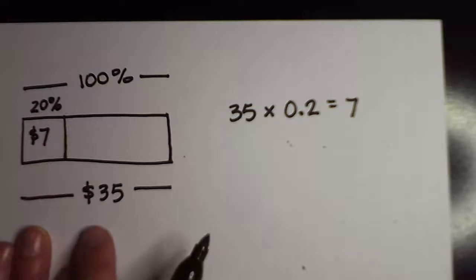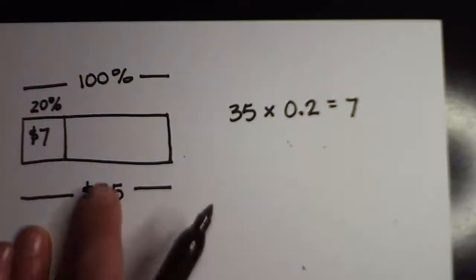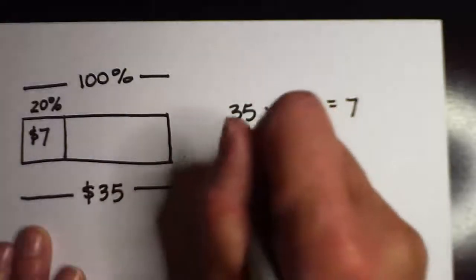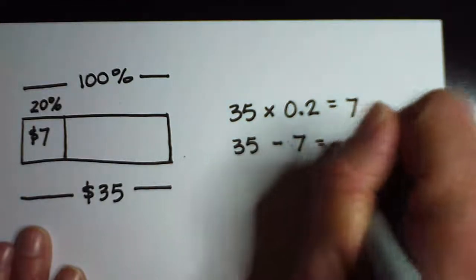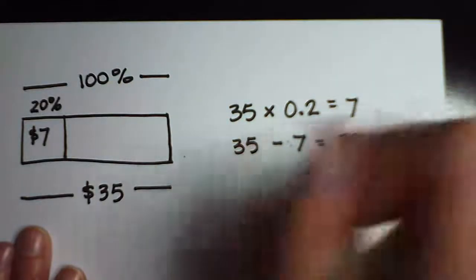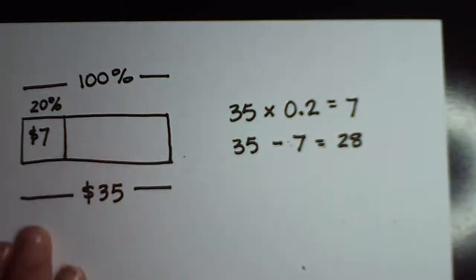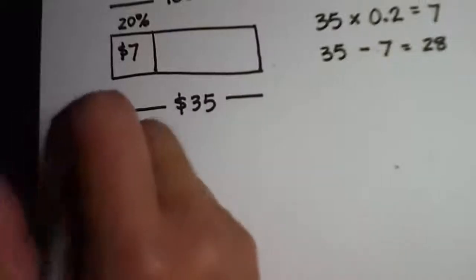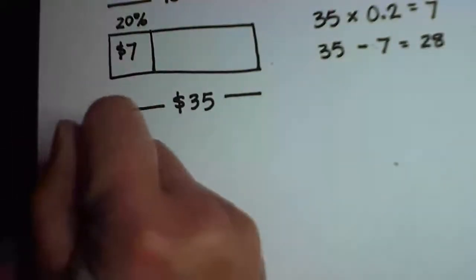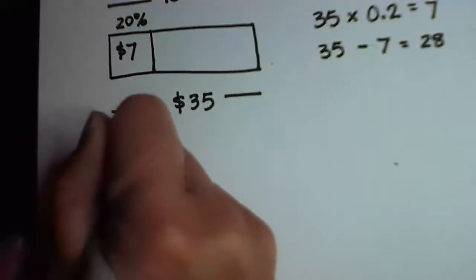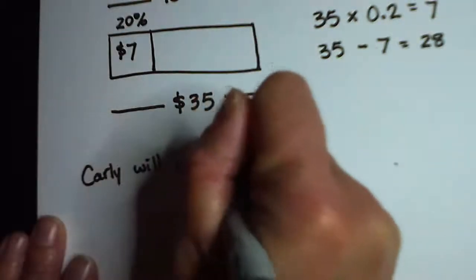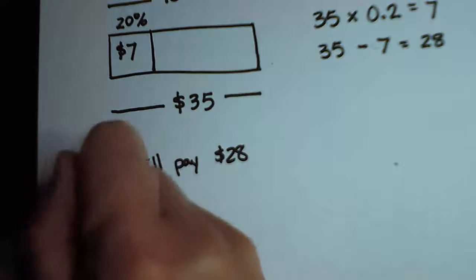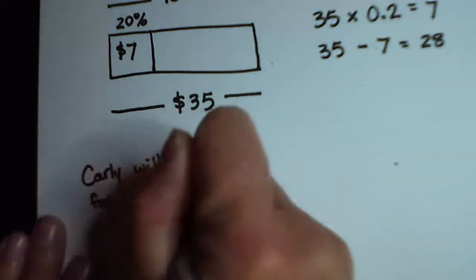And so if I wanted to figure out how much I do have to pay, I could just take my $35 and subtract 7, and that would give me 28. So what I have left, what I have to pay for the dress, is $28. And so I do want to have a final answer. And so Carly, it's actually not me, it's Carly in the story, will pay $28 for the dress.